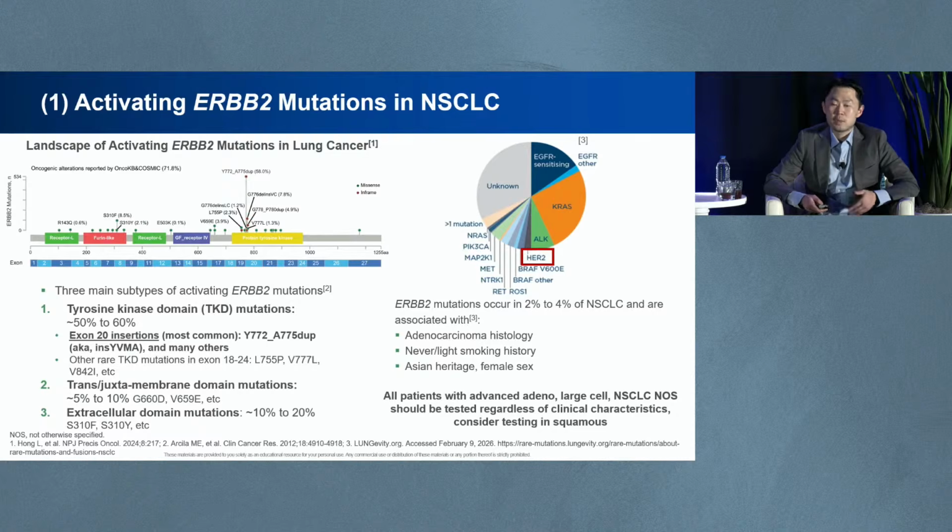Now, ERBB2 mutations in general occur in about 3% of patients with non-small cell lung cancer and are typically seen in patients with adenocarcinoma histology, those with never or light smoking history, as well as Asian heritage and female sex. Having said that, it's important to remember that these mutations can occur in patients lacking these classic characteristics. So it's really important that we're testing all patients with advanced non-small cell lung cancer for HER2.